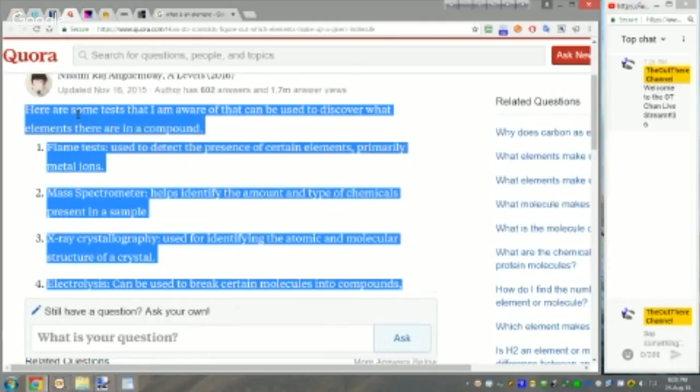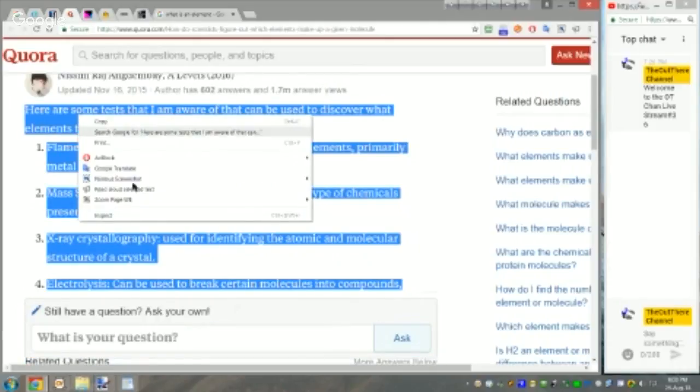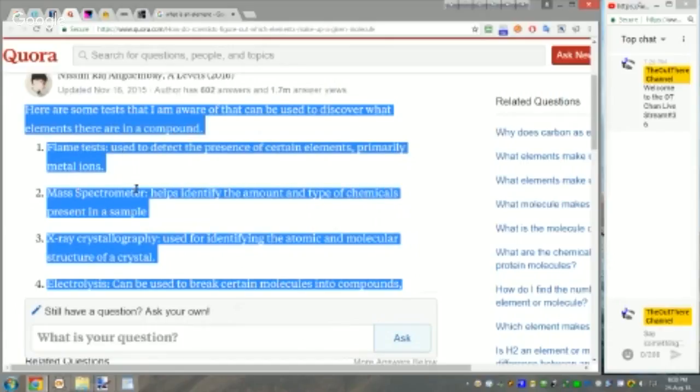I don't think it's going to work. I think it's got a wee bit buggy, but it's good for reading a sentence. See what happens. Here are some tests that I am aware of that can be used to discover what elements there are in a compound. Flame tests, used to detect the presence of certain elements. Yeah, see? Maybe it's got a limited buffer or something. But it's going to be quite handy, I guess.